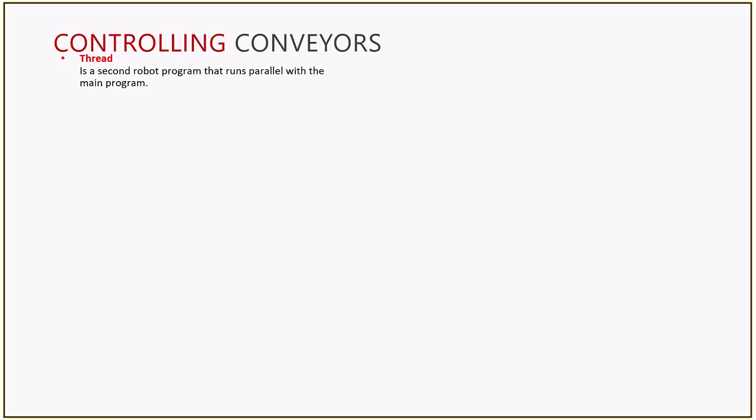Controlling conveyors, that's the next thing. Now, as we all know, the conveyors need to have their own parallel program running, because they run on their own. They start and stop, and it's actually a second robot program that you put parallel to the regular program, and that's what they call a thread.